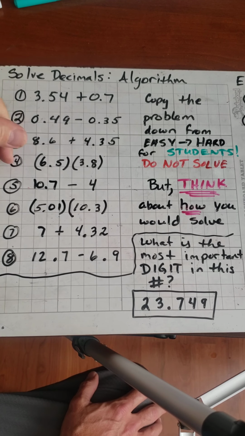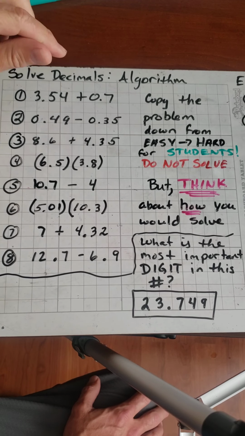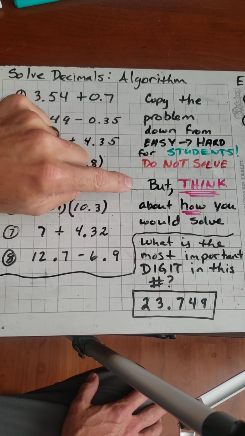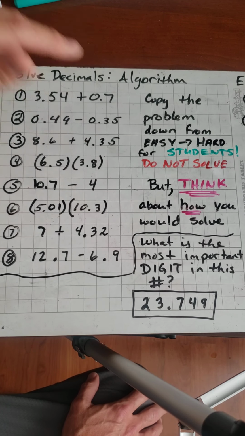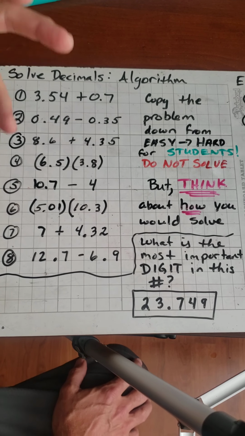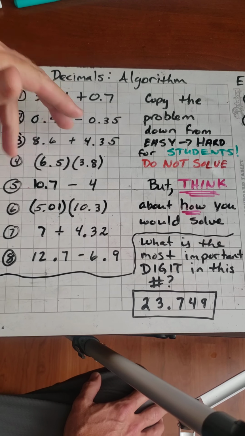So don't just write like 4, 2, 8, 7, 3. Write the actual problem down. And then don't solve it. And then I want you to also think about how you would solve it. So if I asked you to solve it, what do you think you would do? What are some terminologies you would use? What are some things you would say to yourself, or maybe even out loud, whatever?